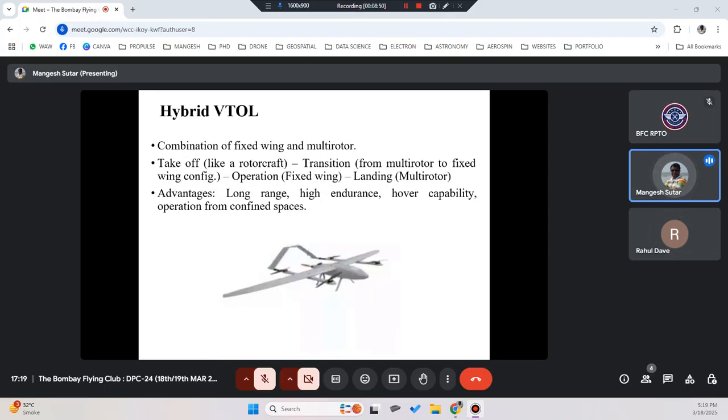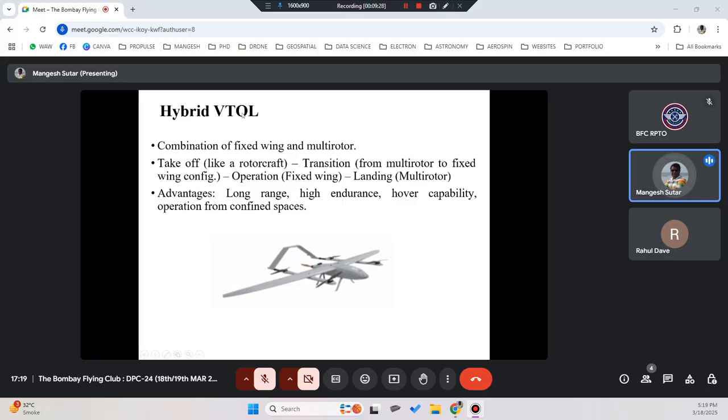Whereas you will also have hybrid VTOL, which is a combination of a fixed wing and multi-rotor. Takeoff always happens like a rotor. Your drone will fly like a rotorcraft, take off, then transition from multi-rotor to fixed wing. That means it will start operation, transition, and then operate as a fixed wing. Once it completes its operation, it will transition back from fixed wing configuration to multi-rotor, and then perform the landing using multi-rotor.